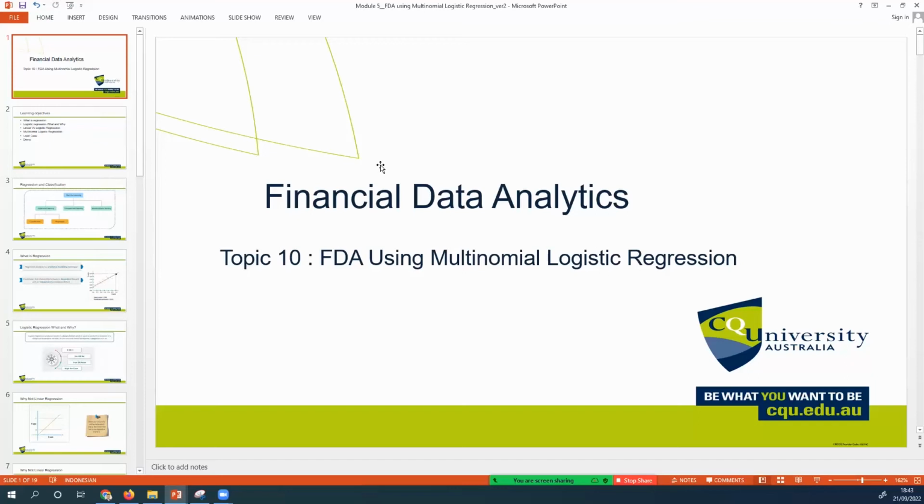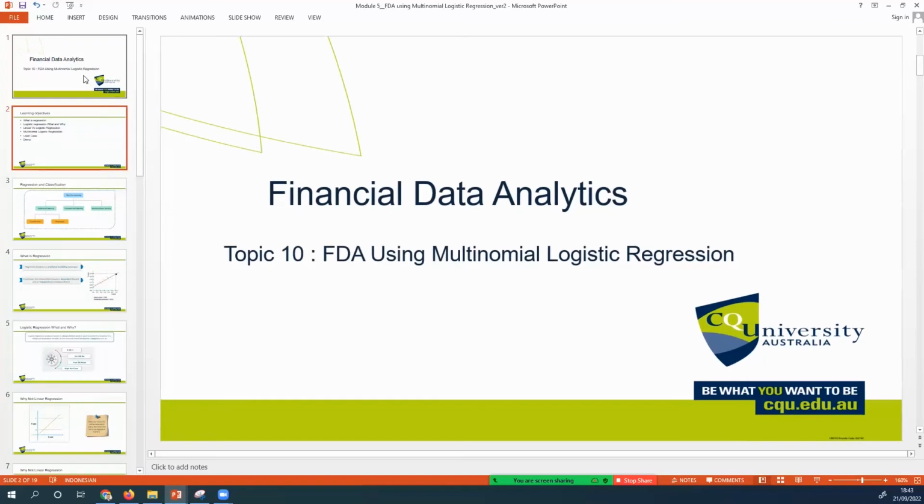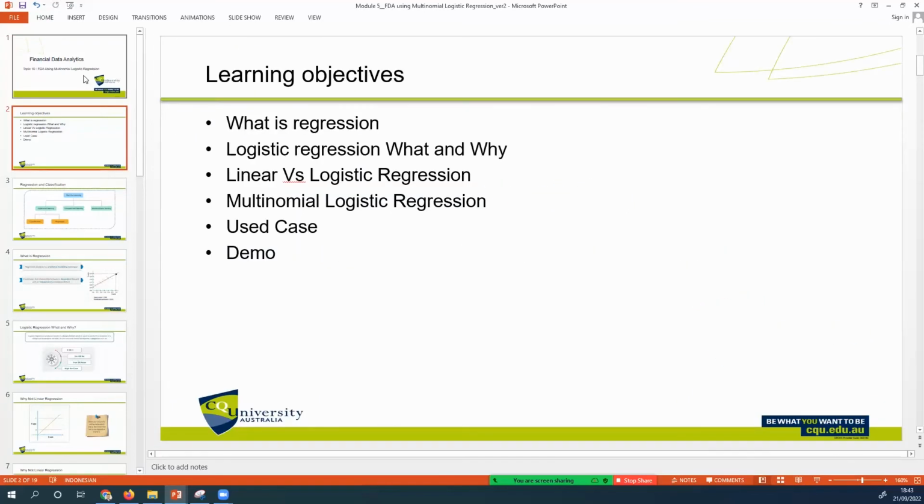So I will also refresh your memory on the binary logistic regression, and then we continue to multinomial logistic regression. All right. So the learning objectives tonight are that you understand what is regression, what is logistic regression, what is the difference between linear and logistic, what is multinomial logistic regression, some use cases, and a demo.